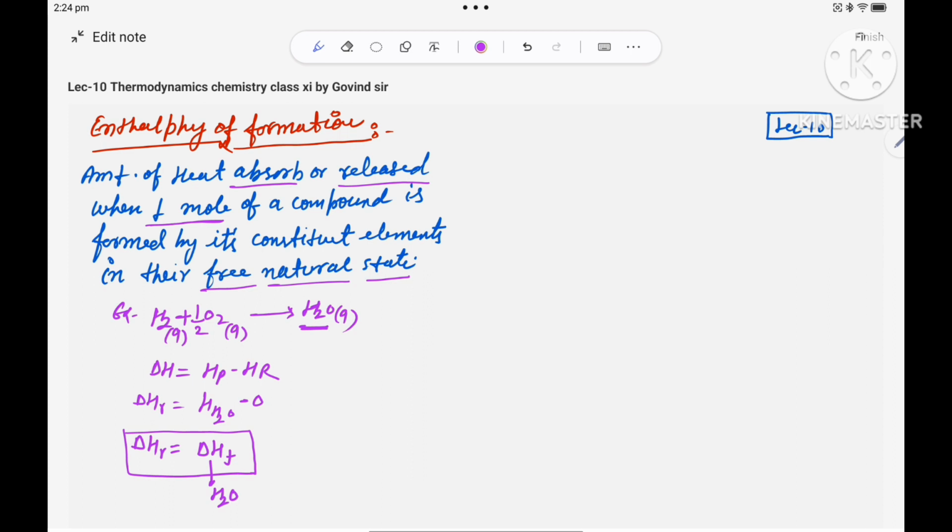Okay, that is the concept. And the condition is what? Standard condition. Standard condition means temperature is 25 degrees Celsius and pressure is 1 atm. That is the standard condition.